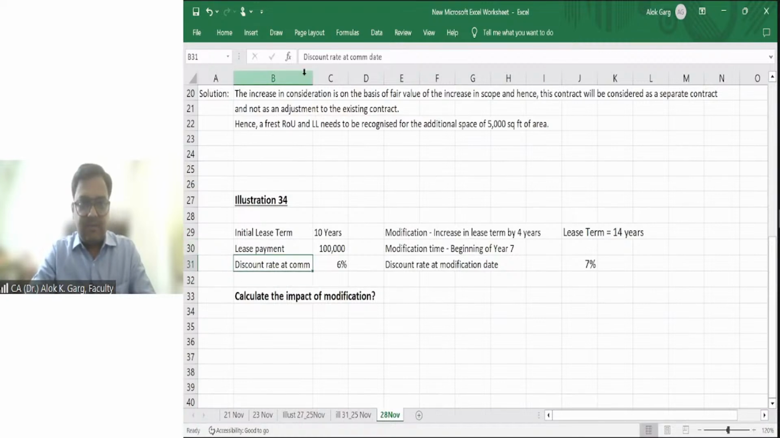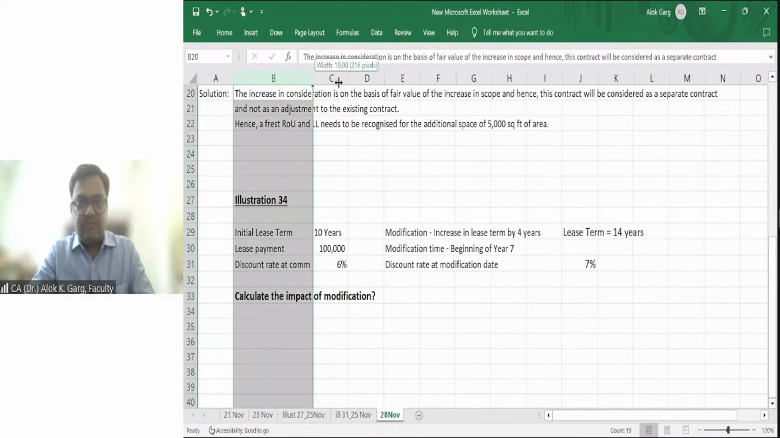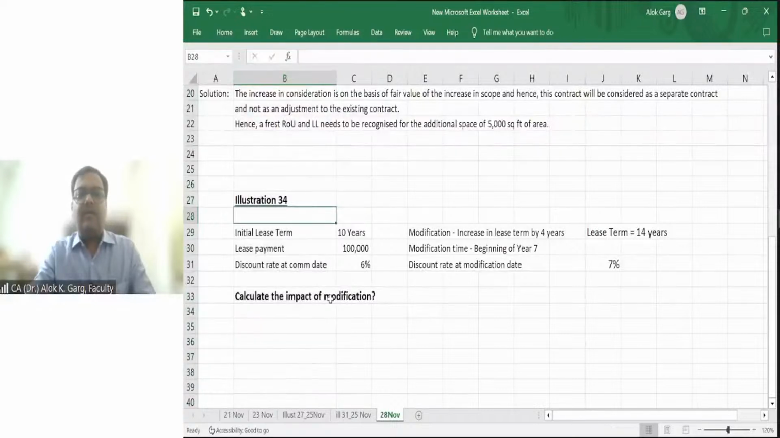Initial lease term is 10 years. Lease payment is 1 lakh rupees payable at the end of the year. Discount rate at commencement date is 6%. This is a modification. Yes, increase in lease term by 4 years. Total lease term is 14 years. So time of the modification is beginning of year 7 or end of year 6. Discount rate at the modification date is 7%, right? This is what is given in this question.